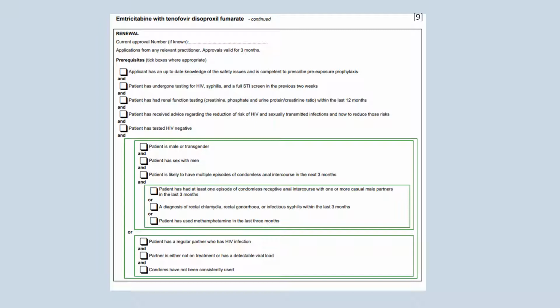This is what the paper form looks like. It is quite complex and has a range of "or" and "and" statements which can be confusing for people to interpret. For example, this person does not qualify for funding despite having many of the boxes ticked.